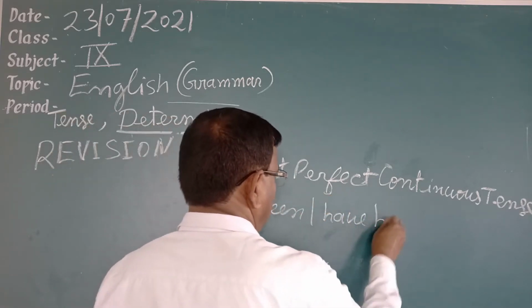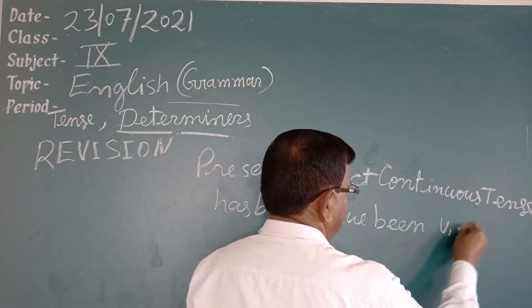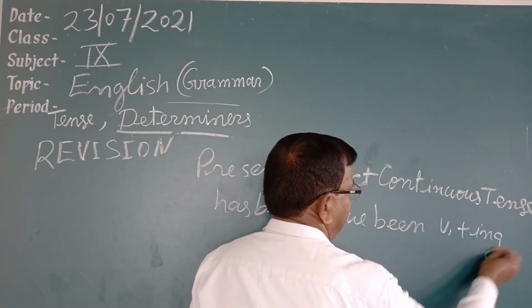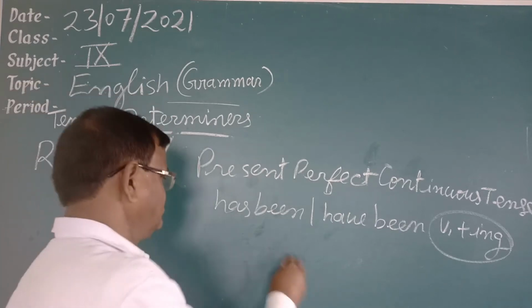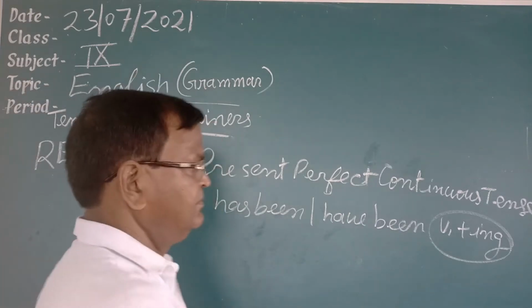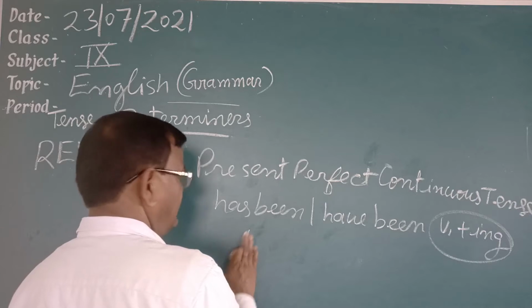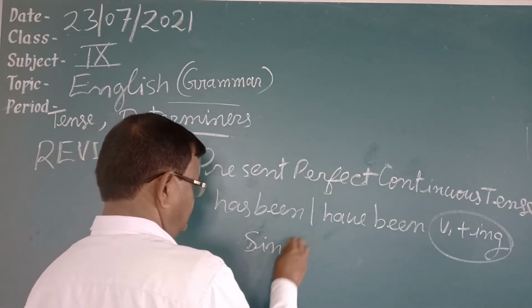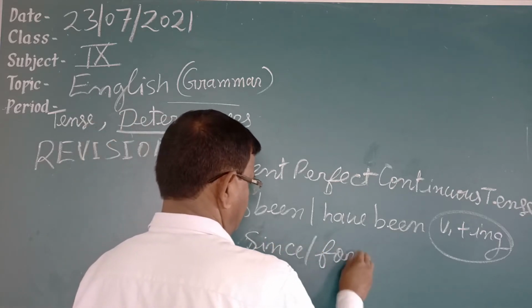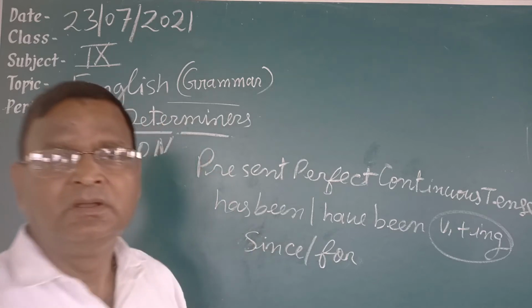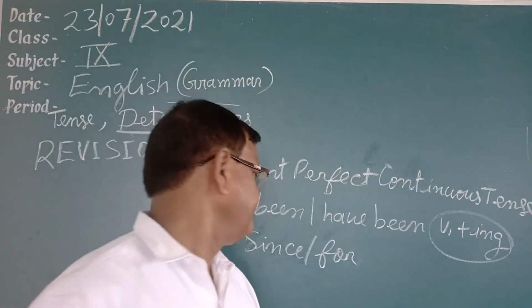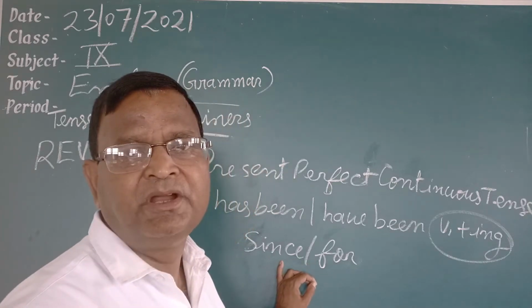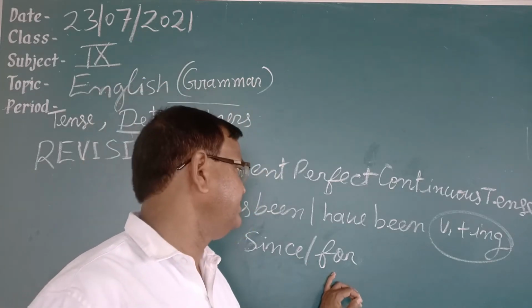and verb first form plus ing used. I have already told you. You have written the rule also. And two words are used for showing time, that are since and for. These two words are used to show time. Since is used for point of time, for is used for period of time.